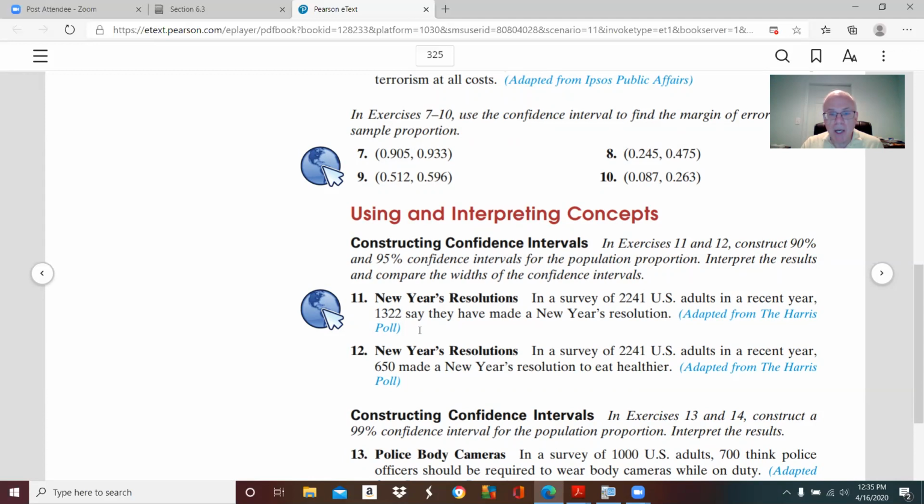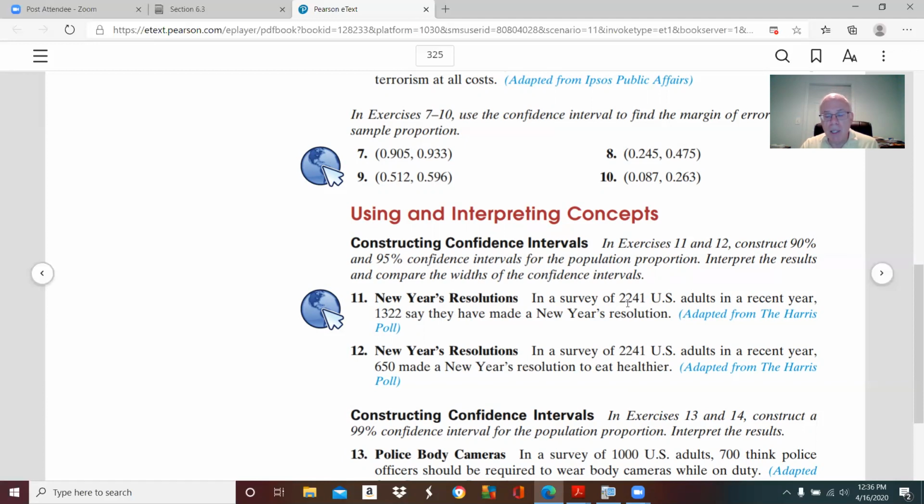N times 1 minus p hat is simply going to be 1 minus 1322 divided by 2241. By the way, that is equal to 919 divided by 2241. That's q hat, or 1 minus p hat. And if you multiply that by 2241, you're going to get 919. Mental math incorrectly there, 919.